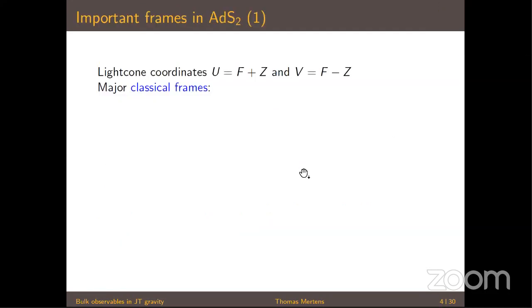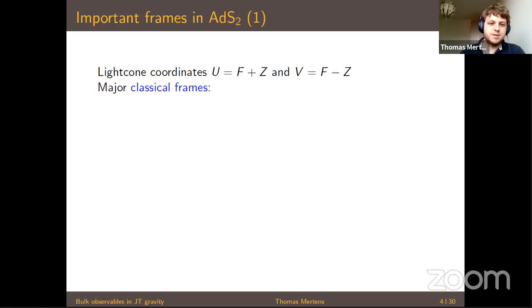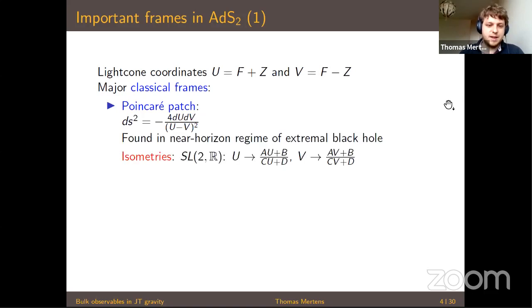So before describing the boundary conditions and solving this model, I'll first briefly review some of the classical patches or frames you can put on the AdS2 geometry. Of course, the Poincaré patch, that's just the patch that I described on the previous slide. And you can find this 2-dimensional geometry in the near horizon regime of an extremal higher dimensional black hole.